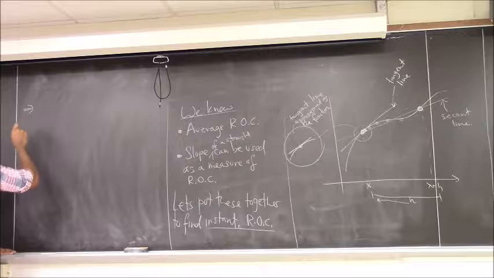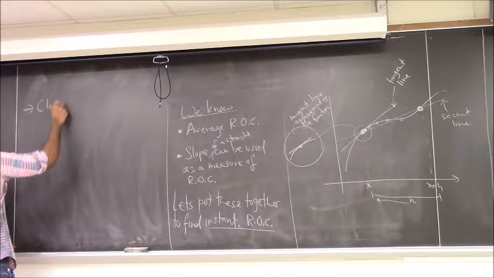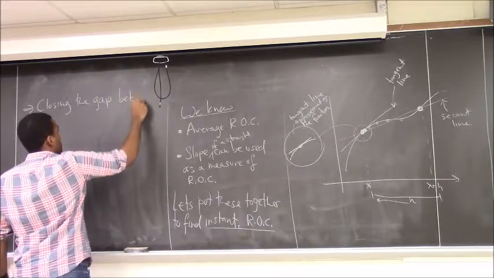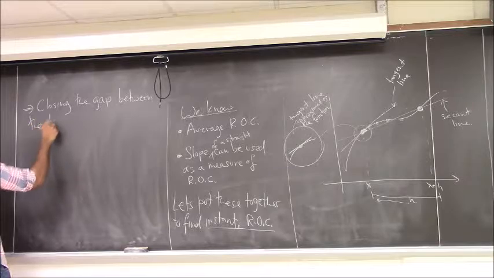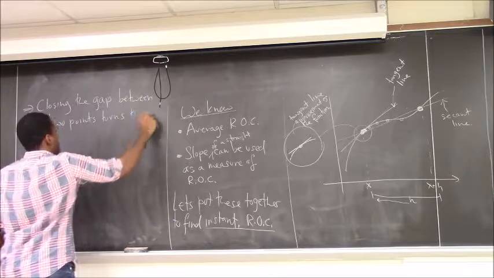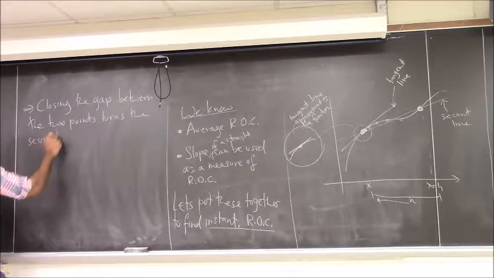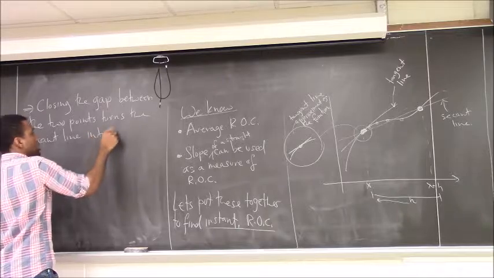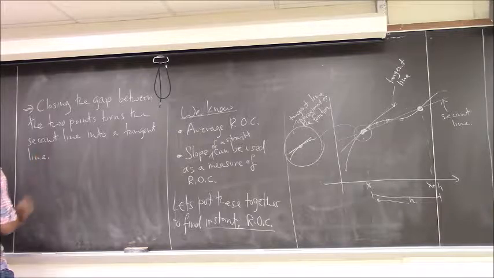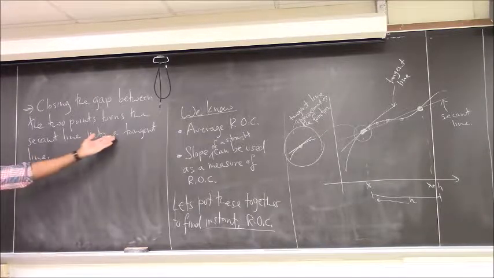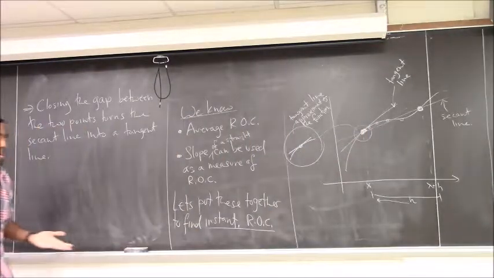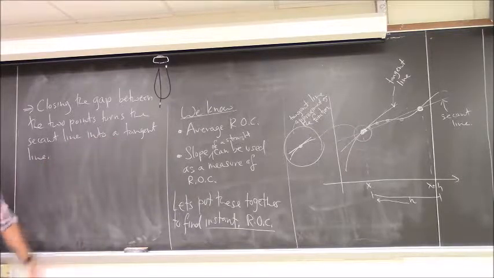So in other words, closing the gap between the 2 points turns the secant line into a tangent line. And the tangent line is important because it is a straight line that is approximating our function in a certain region. And so I can tell information about my function by talking about information about the tangent line.